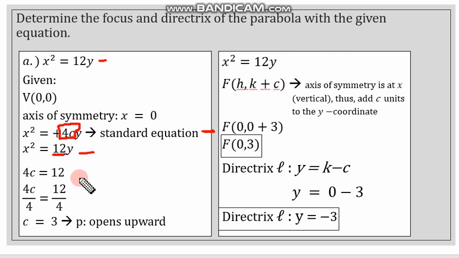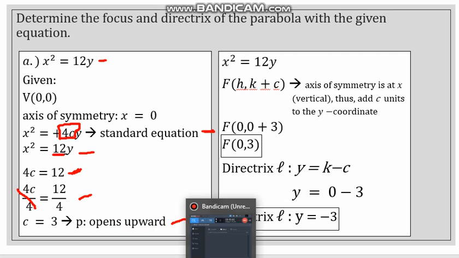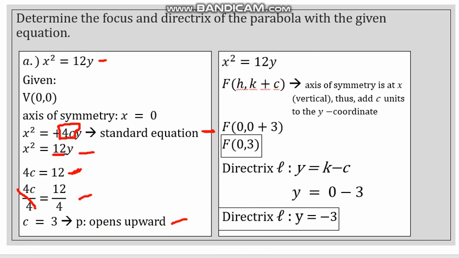which is 12. So 4c, to determine the value of c, we will just get the coefficient of y, which is 12, and we will equate it with the 4c. So 4c is equal to 12. So divide both sides by 4. So 12 divided by 4 is equal to 3. So our value of c is equal to 3, and we're expecting our parabola is opening upward.